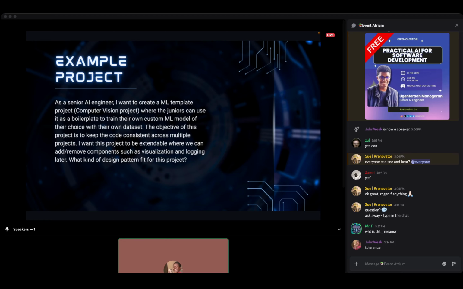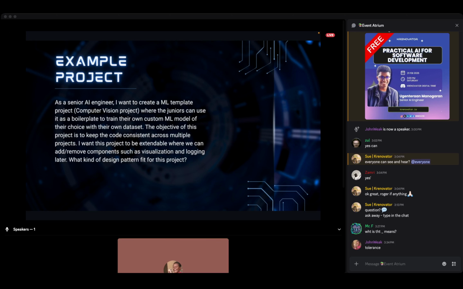And it's also transferable. Everybody can read everybody else's code. So that's what I was intending to do back then, and also succeeded in that. And here's the situation, right? The situation is basically I want to keep the code consistent, and I want this project to be extendable later on, and I wanted to know what design pattern I can use, right?